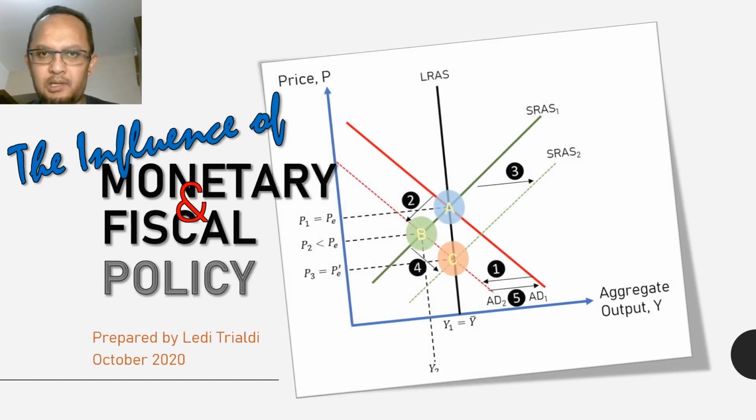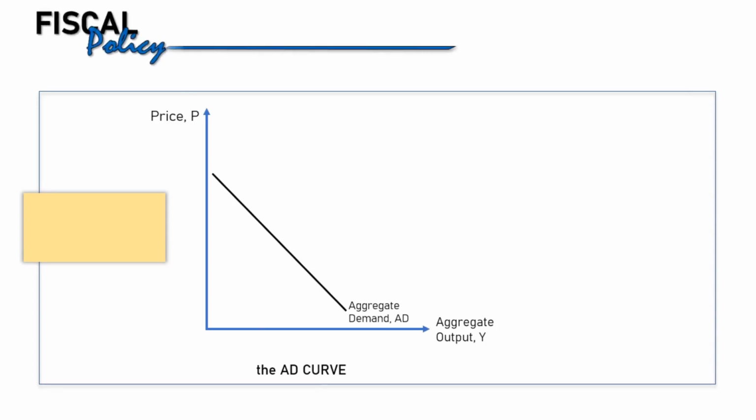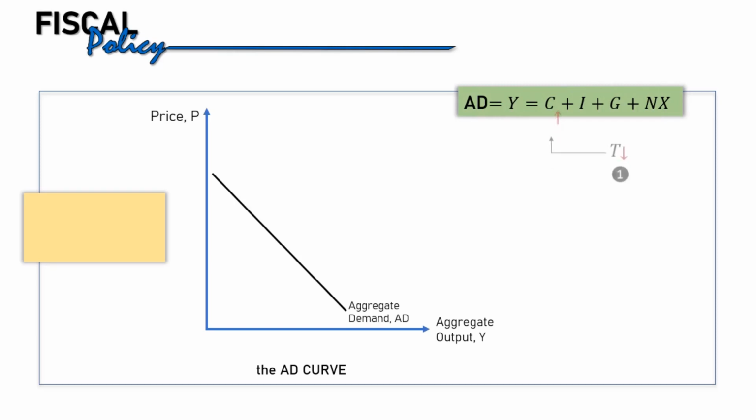Let's continue learning about the stabilization policy in an economy. As for fiscal policy, government sets the level of government spending and net taxation. Remember the aggregate demand equation: Y is expressed as C plus I plus G plus NX. So reducing tax will increase consumption, and higher consumption means higher aggregate demand. Higher government spending also increases the aggregate demand.